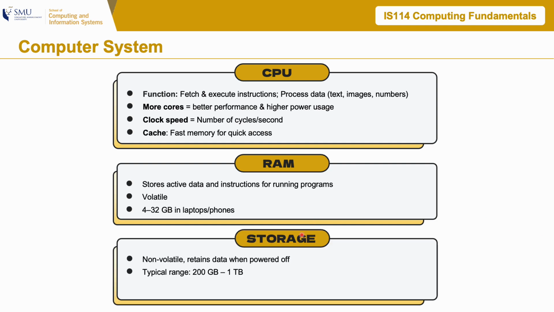The final key component is storage, like your hard drive or SSD. You can think of storage as the computer's long-term memory. Its job is to keep all of your files and data saved permanently. Unlike RAM, storage is non-volatile. This means the data it holds stays saved, even though the computer's power is completely off. Modern devices usually come with a large storage capacity, often ranging from hundreds of gigabytes up to multiple terabytes.